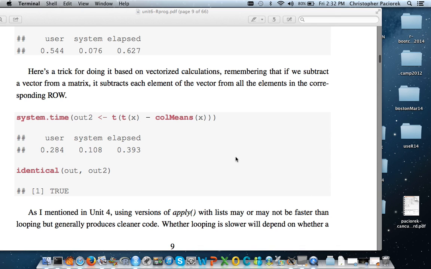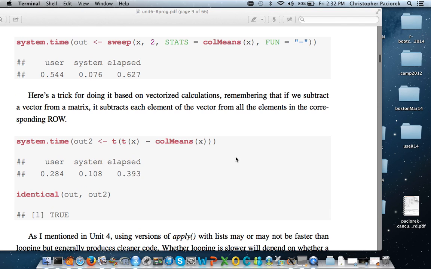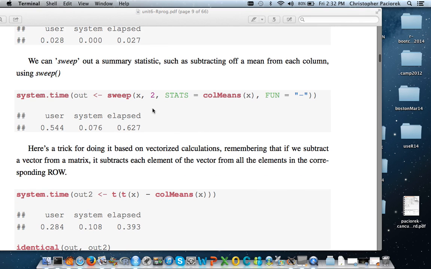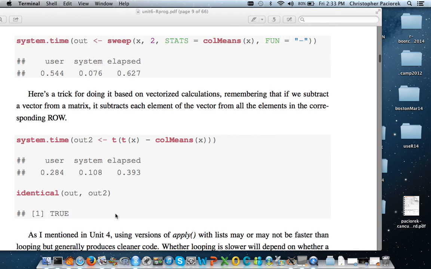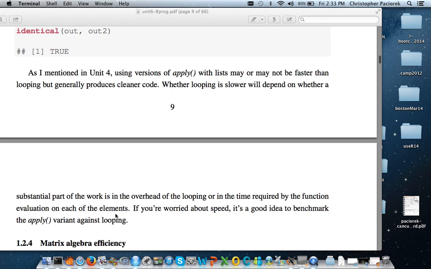So this way of doing it is also called sweeping out the column means. There's a sweep function that would do it, and it's interesting to see that the sweep function is actually rather slower than doing it this way, where we do a transpose, subtract off a vector, and then transpose back to get it back to the original orientation. So, interesting if you like this sort of stuff. Okay.